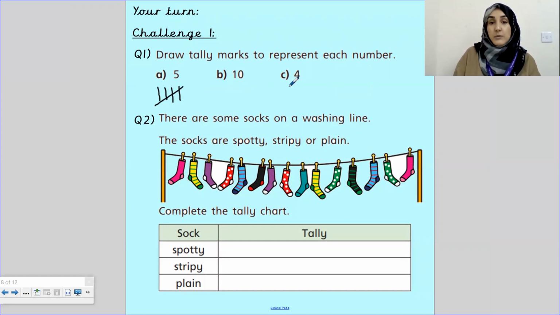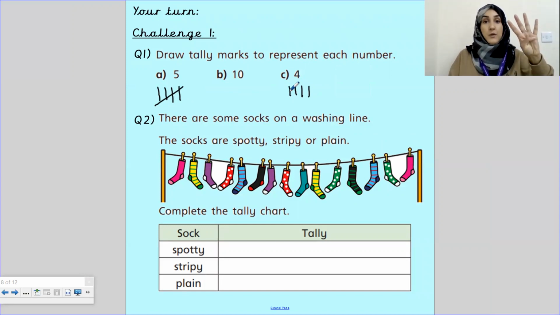Okay, now for 10, you do the same. And then for 4, it would just be 1, 2, 3, 4. Now, we don't need to put a line because there isn't a 5th one. We've only got 4. Now, when it hits 5, the thumb, then we need to do the line. Okay, just like for A. Okay, your second question, challenge 1 children, says there are some socks on a washing line.